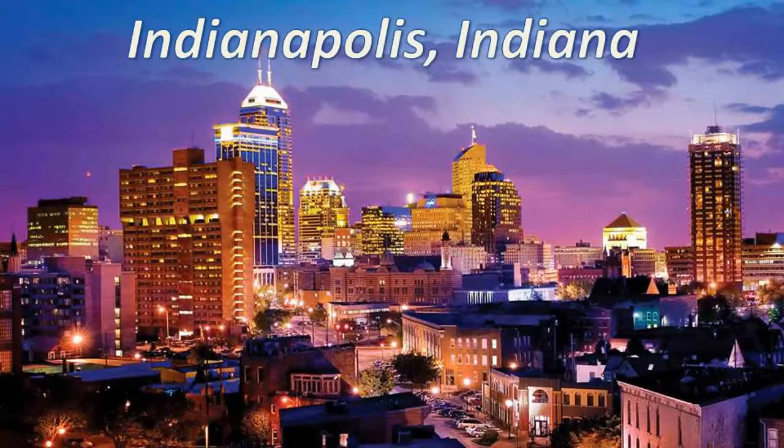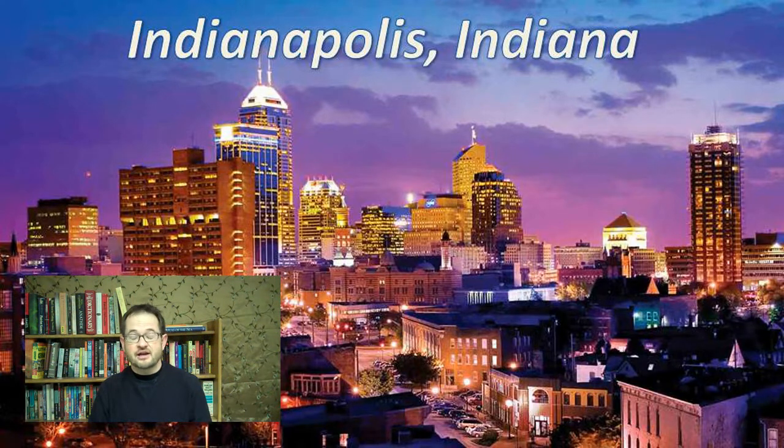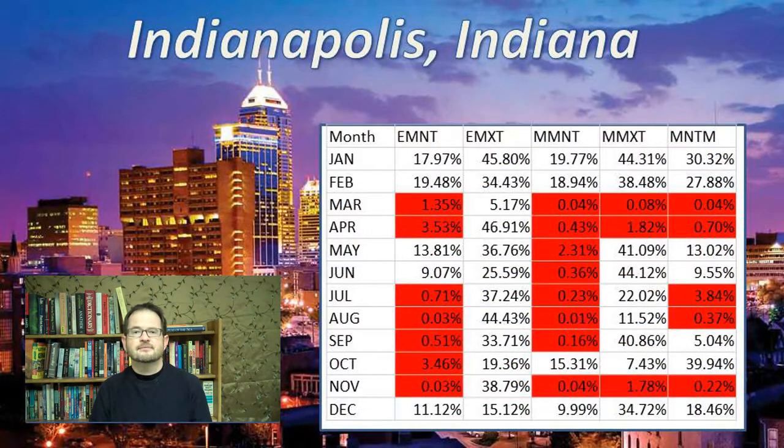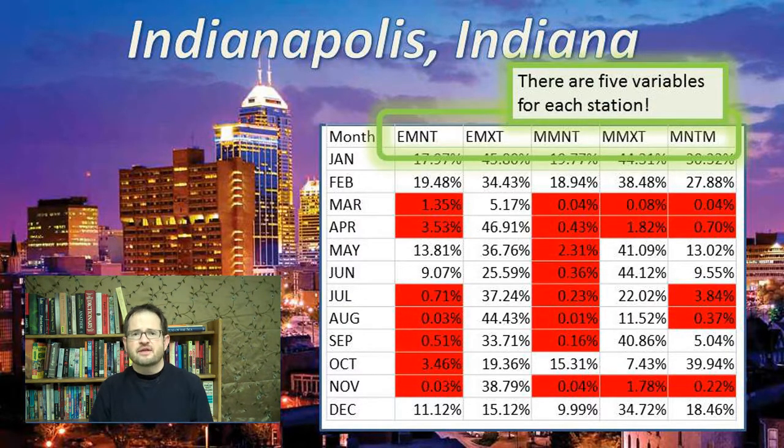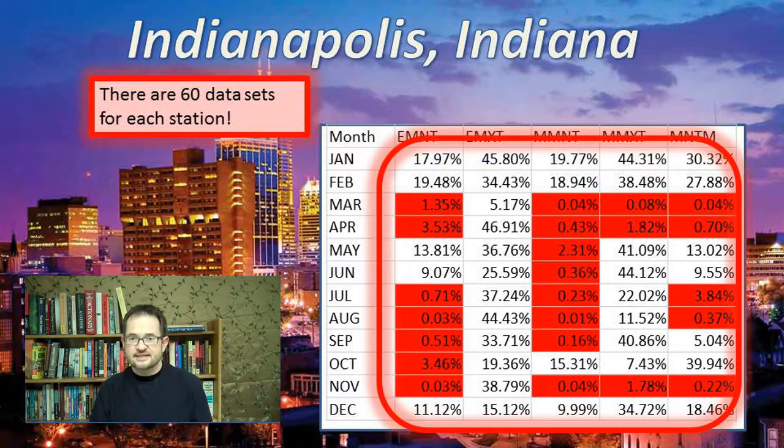I've worked through the statistics for most of the stations and most of the months, and I want to talk to you about the results that you're going to find. At each station, there are 5 variables, stuff like MMNT and MMXT and so on. And there are 12 months of data. Therefore, each station has a total of 5 times 12 equals 60 data sets associated with it. There are 60 different hypothesis tests that you could run for that station.